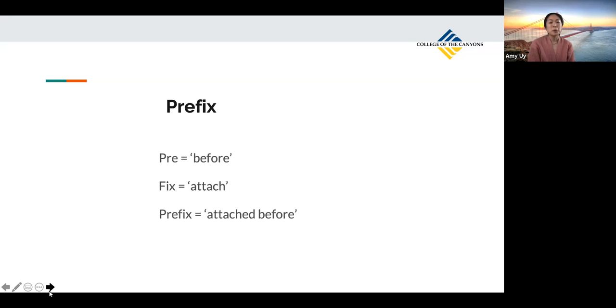Now, the word prefix is also made up of two parts: pre, which means before, and fix, which means attached. When we put them together, prefix means attached before.